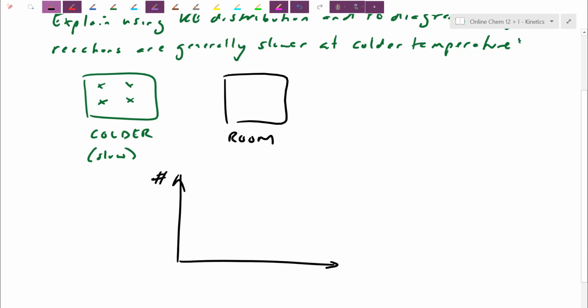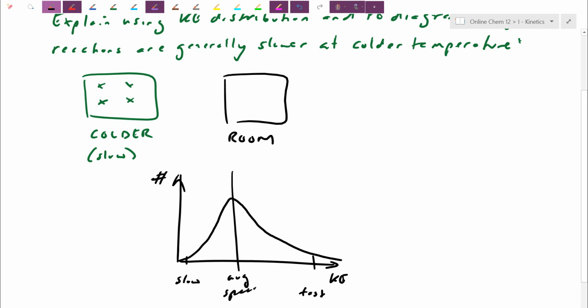A KE distribution plots the number of particles against the kinetic energy. Again, kinetic energy here is the moving energy. So on the far side here, it means fast. On the close side here, it means slow. At room temperature, our curve would look something like this. At any given time, our average speed, it's like most particles are traveling at this medium, moderate pace here. What's going to happen to this container? I might still have the very same number of particles. What happens to this as I change from a room temperature box into a colder box here?